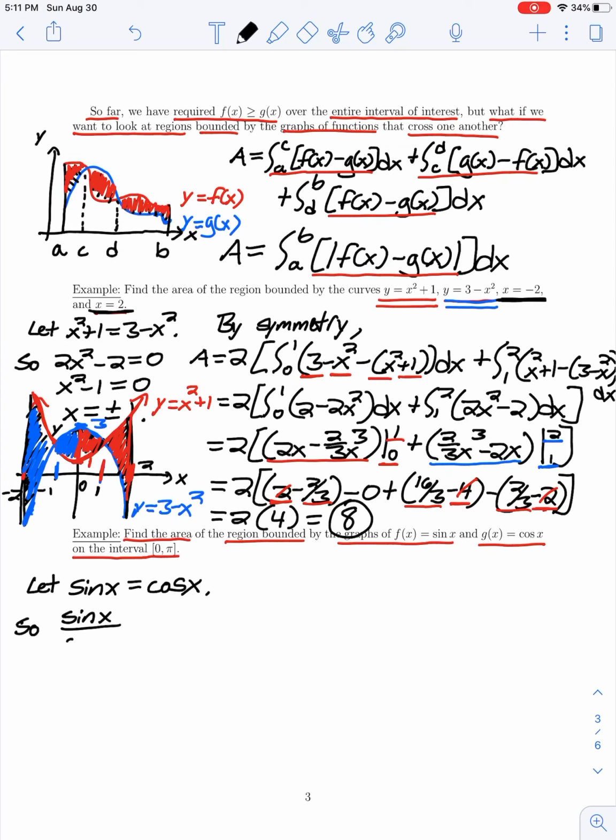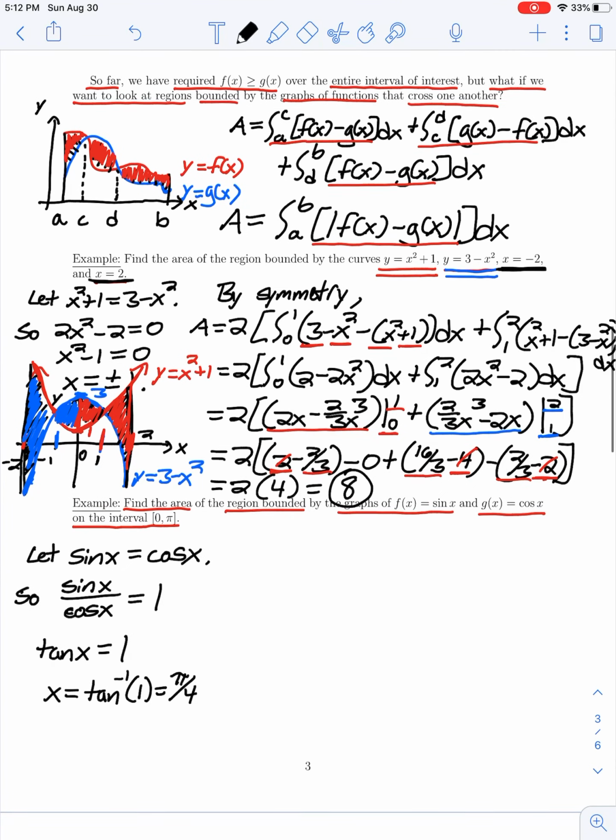by maybe grouping our trig functions together as a quotient. If I divide both sides by cosine x, I have sine x over cosine x is 1. However, we know that the ratio of sine x divided by cosine of x is the same as tangent of x, which has to equal 1, and taking the arctangent of both sides, x is arctangent of 1, or pi over 4 radians. So let's think about sketching our region of interest. We're interested in these functions on the interval from 0 up to pi.